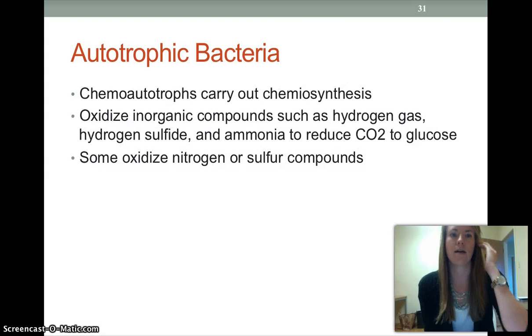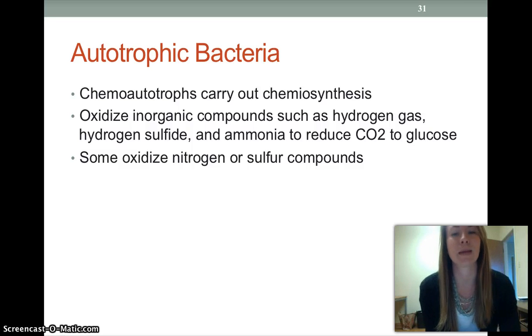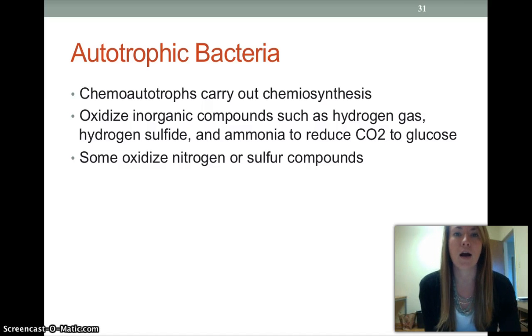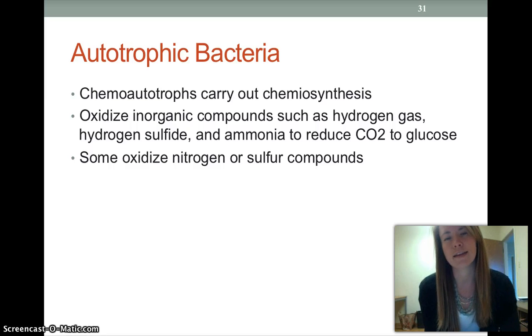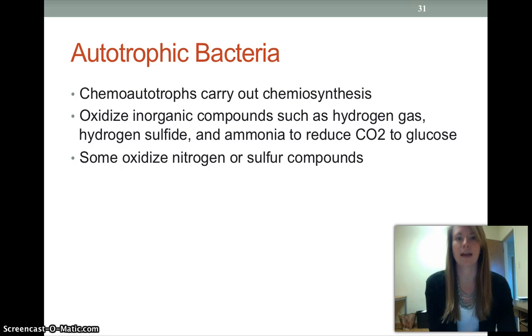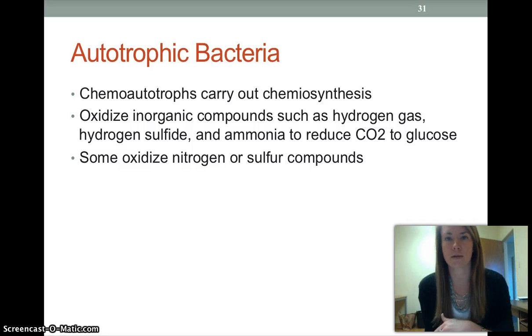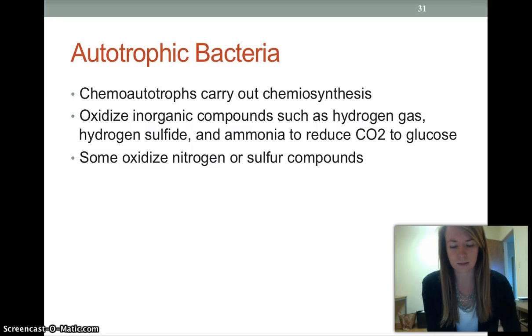The second kind of autotrophic bacteria are chemoautotrophs. Rather than producing their own food from sunlight, they produce their own food from inorganic chemicals, called chemosynthesis. They oxidize inorganic compounds such as hydrogen gas, hydrogen sulfide, and ammonia, and they use this to reduce carbon dioxide to glucose. So they take the energy from these inorganic compounds and use it to reduce carbon dioxide to glucose, just like plants use energy from the sun to reduce carbon dioxide to glucose.